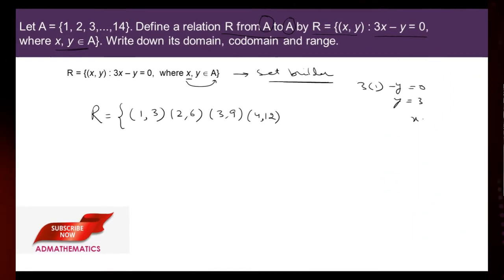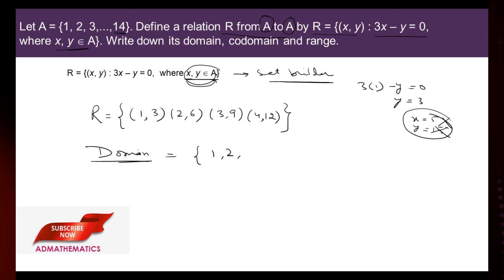X is equal to 5, y will become 15. But we will not select this pair. The reason is x and y both must belong to set A, and set A has the numbers up to 14 only. So here y is equal to 15 is not in our ordered pair. Okay, what is the domain of this relation?